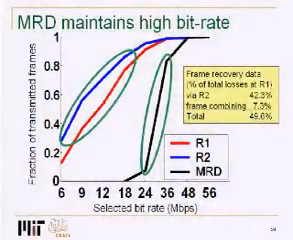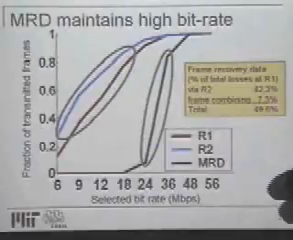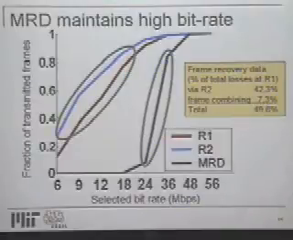So this box here explains why we maintain a high bit rate. MRD can recover 40% of all losses through the secondary access point, and frame combining can give you an additional 7.3%. So 7.3% sounds kind of disappointing.